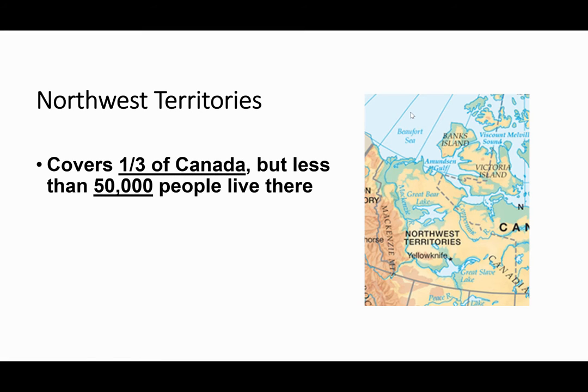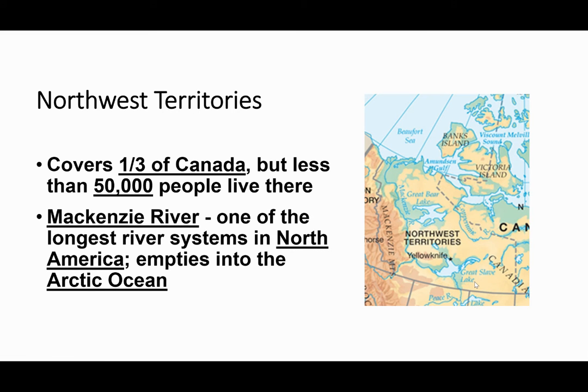Anyway, the Northwest Territories covers one third of Canada, but still there are less than 50,000 people that live in this territory. As you might imagine, a great deal of them live in the southern section of the territory. The McKenzie River, we've already mentioned it, is one of the longest river systems in North America. And as I just said, it empties into the Arctic Ocean.